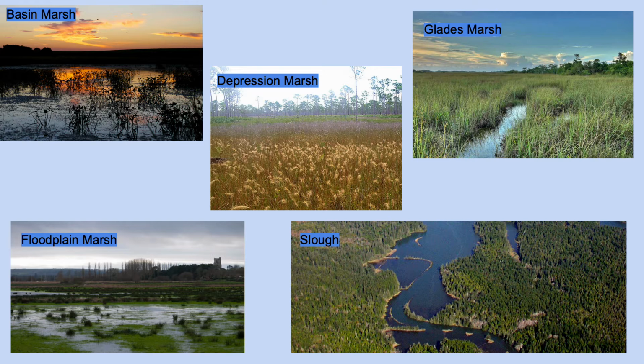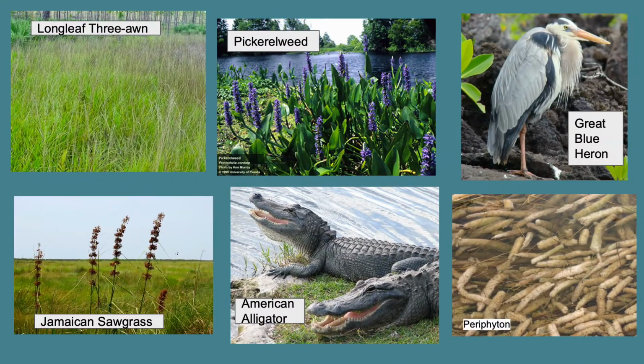Fire frequency for the glade marsh and slough marsh is roughly the same, about 3 to 10 years. However, the hydroperiod is different, with the glade marsh being flooded more than half the year and the slough marsh being flooded during late summer and early fall. With all this variable flooding, vegetation in this ecosystem can vary depending on the type of marsh.